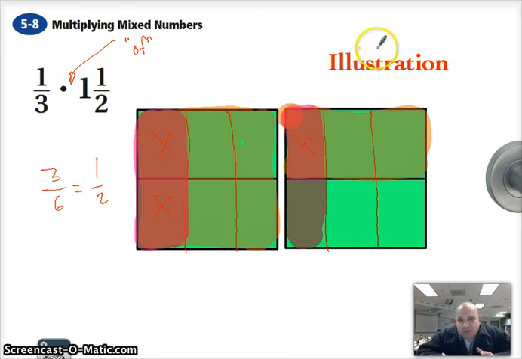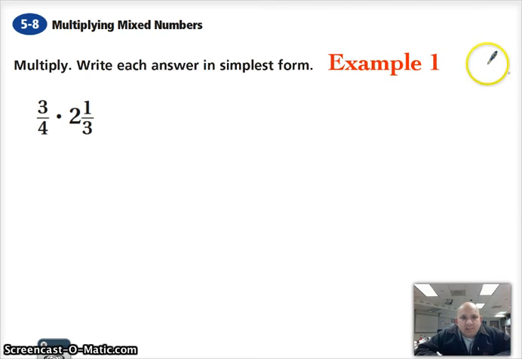Now we can do that an easier way, of course, than drawing, and let's take a look at how we do that. It says multiply, write each answer in simplest form. Here we have 3/4 times 2 1/3. Now we know how to multiply a fraction times a fraction. Now we have the added feature of having a mixed number. So how do we get it into something that we know and are familiar with? Well, the answer lies in converting this into an improper fraction.